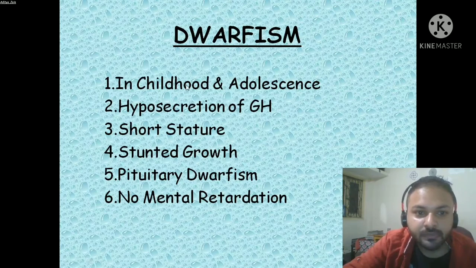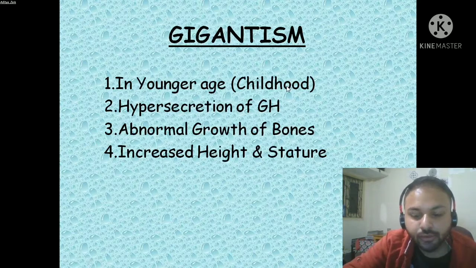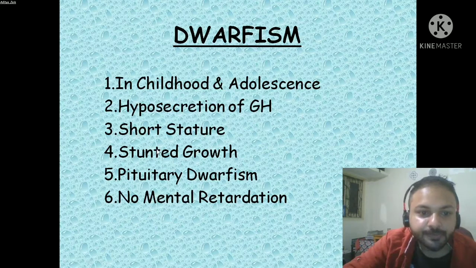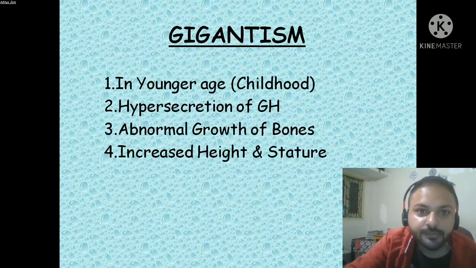So what is dwarfism? Dwarfism, as I told you, occurs in childhood or adolescence, and it is due to hyposecretion of growth hormone. Means there is less secretion of growth hormone. So what are the characteristics of this disease? There is short stature, stunted growth, retarded growth, and this disease is also known as pituitary dwarfism, and there is no mental retardation in this disease. Only the body is affected, there is physical retardation.